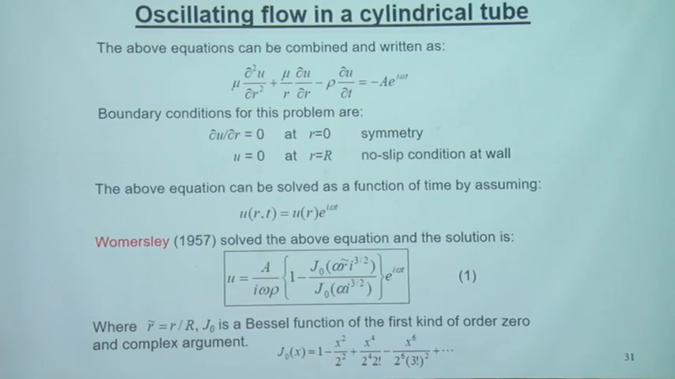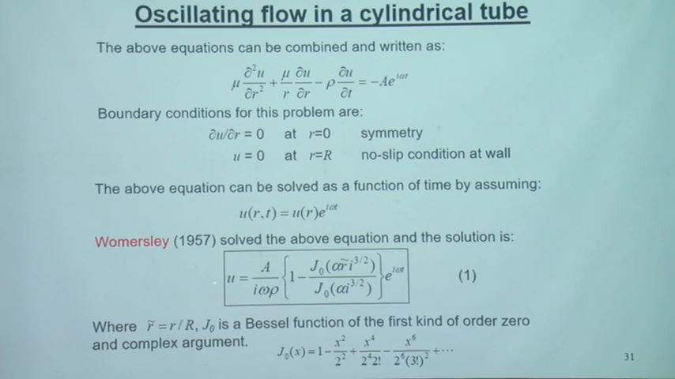Now, this equation was solved by mathematician John Womersley, at one point, I think, based at Imperial College London. He solved those equations using these boundary conditions. We have the symmetry condition, as we have a cylindrical tube, and as it's a rigid tube, we have the no-slip condition at the wall. Applying these to the equations, a solution is found mathematically. So the solution is expressed over here.